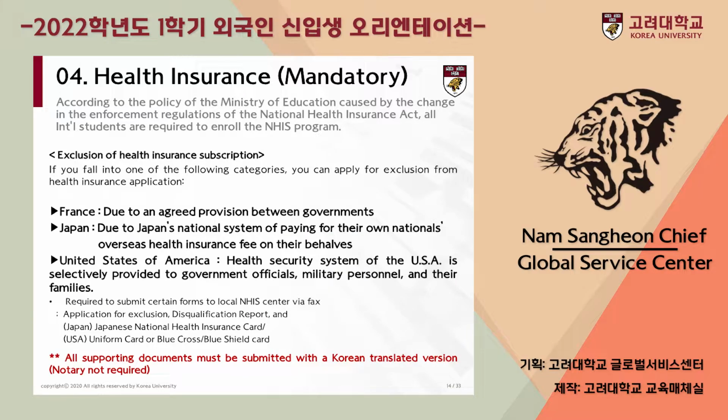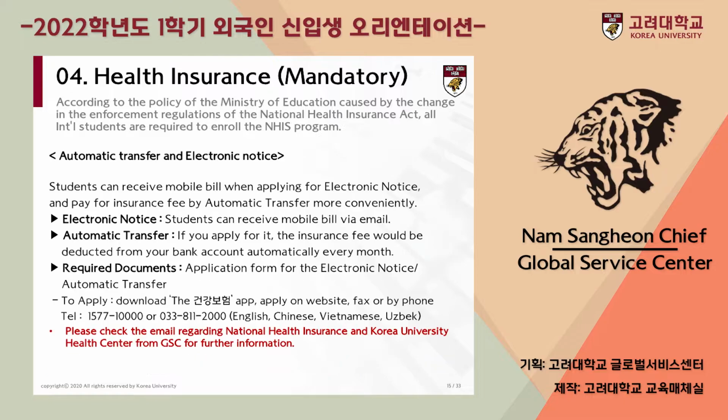Basically, NHIS gives no exceptions, but for a few specific cases as shown on the slide, they accept exclusion applications. If you fall into one of the three categories, you can apply for exclusion. French students only have to submit an application form and a disqualification report. Japanese students are required to hand in a Japanese NHIS card plus the 2 forms. US students with uniform cards or Blue Cross Blue Shield cards will have to submit the cards plus the 2 forms.